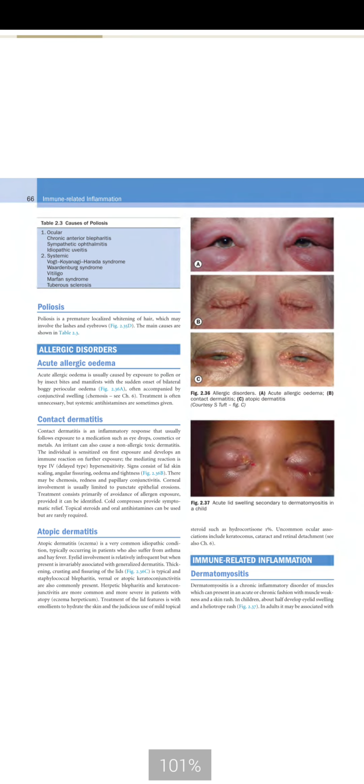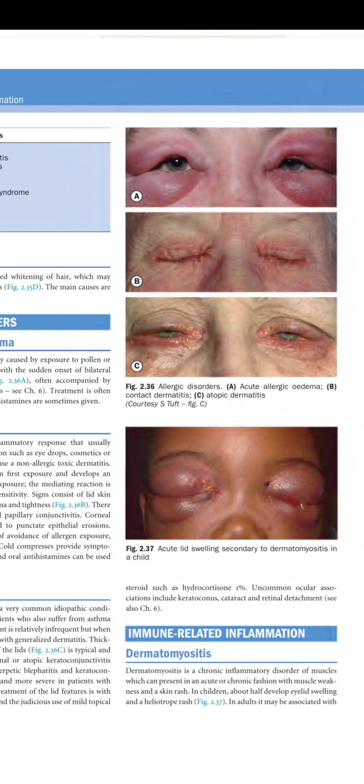So what you do is you hydrate the skin as much as you can. Some of the other associations is keratoconus. Why? Because there is itching associated with atopic dermatitis, and when you itch and rub the eye, the patient is predisposed to keratoconus. Cataract formation may occur due to steroid use, and retinal detachment can also occur.